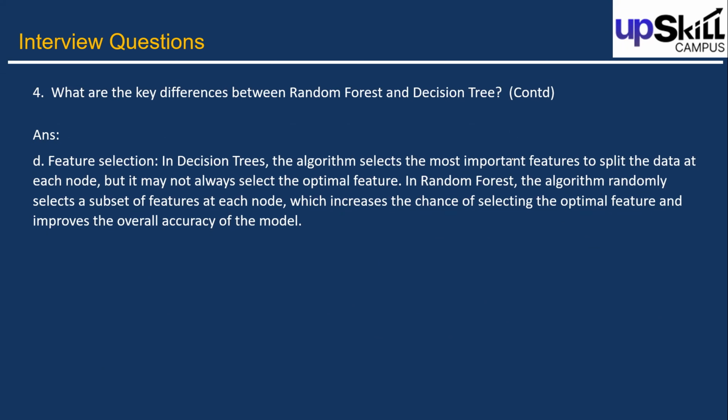But in random forest, because it randomly gives subsets of features and data at each node, it increases the chances of selecting the optimal feature. Like, out of 100 times, 7 or 8 times the decision trees in the random forest must have selected the optimal feature. And because of this, it improves the overall accuracy of the model.